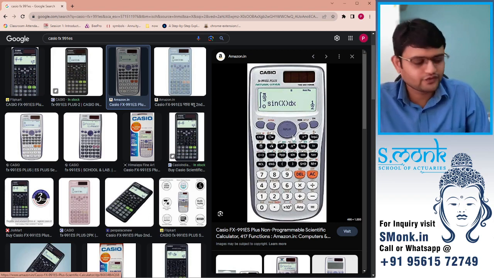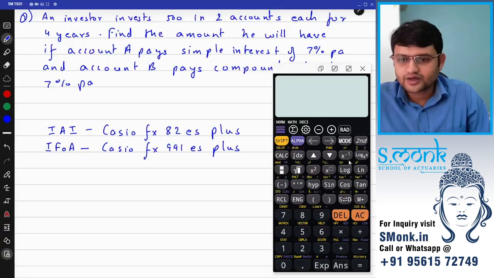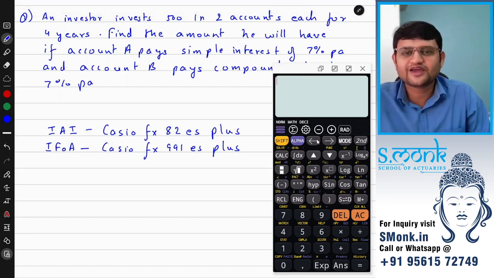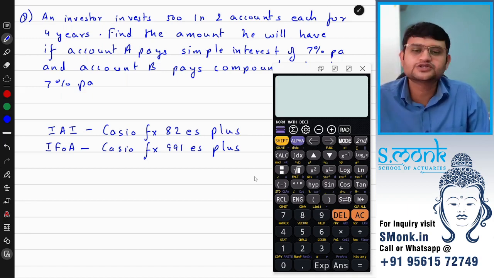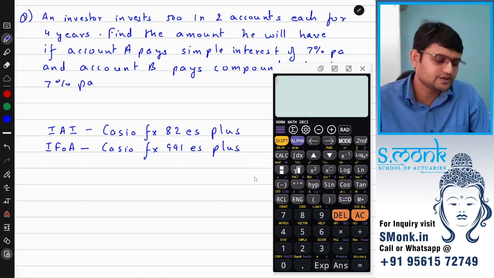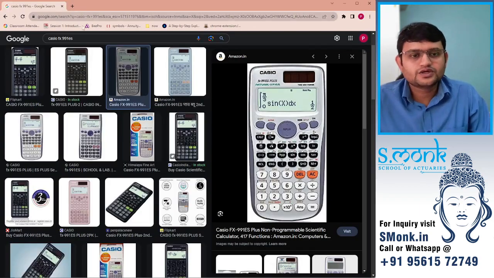So that is why if you are downloading an app, search for scientific calculator or search for FX991 and you will find many scientific calculators, but only use the one that has these 4 arrows because it will be good for practice purposes. But do buy the calculator as soon as possible so that you can practice on it. The more you practice, the faster you will get on the calculator.